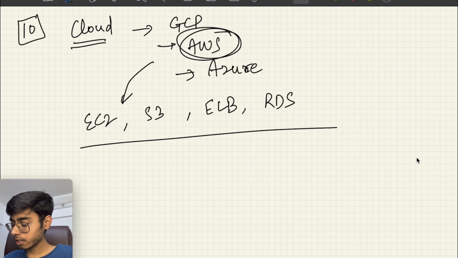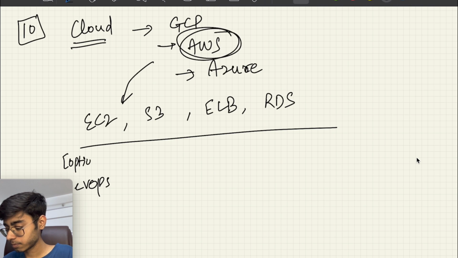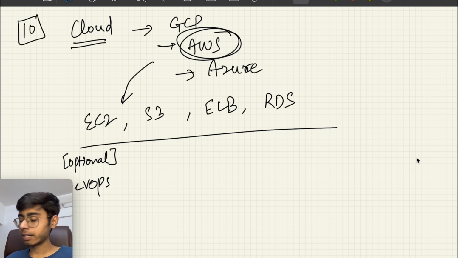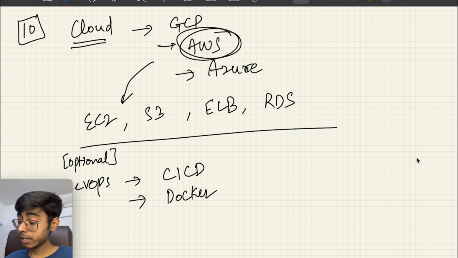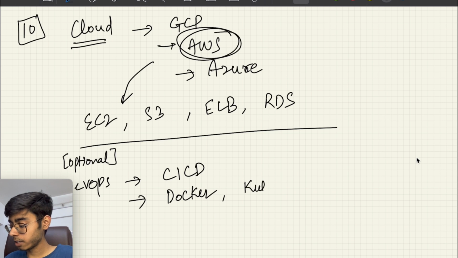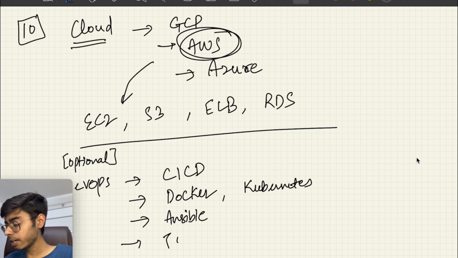Then, after learning backend, after getting a lot of experience in backend, if you think that you want to upgrade yourself, then you can learn DevOps, but this is like an optional thing, right? You can learn DevOps, you can learn about CI/CD, continuous integration, continuous deployment. Then you can learn tools like Docker. Obviously, you will require Docker as a backend developer also. You can learn Kubernetes, right? Or you can learn Ansible, then Terraform. So these are like DevOps tools.